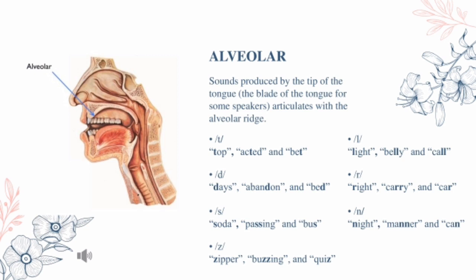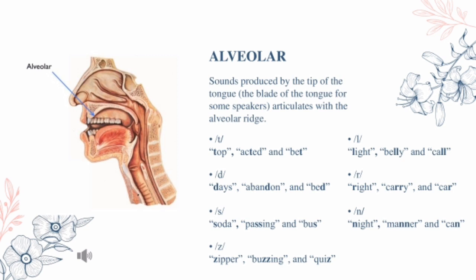Next place of articulation is alveolar. Alveolar sounds are created with the tip of the tongue touching or approaching the alveolar ridge. These sounds are t, as in top, acted, and bad; d, as in dazed, abandoned, and bad; z, as in soda, passing, and buzz. Now, this sound changes a little bit, because the tip of the tongue isn't actually touching the alveolar ridge, but is approaching it. That is z, as in zipper, pushing, and quiz.